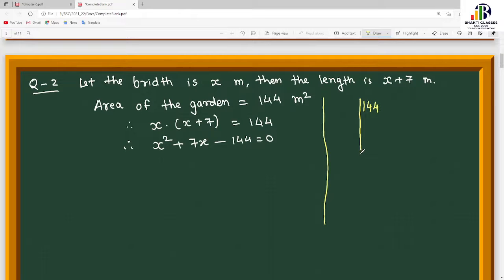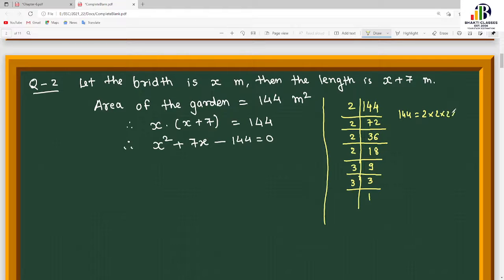We are doing here 144 prime factorization: 2, 72, 2, 36, 2, 18, 2, 9, 3, 3, and 3, 1. So 144 can be written as 2 into 2 into 2 into 2 into 3 into 3.